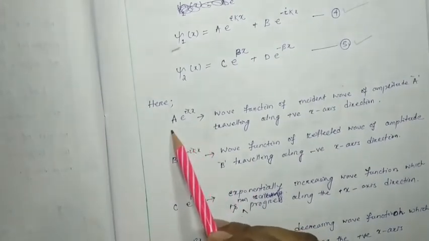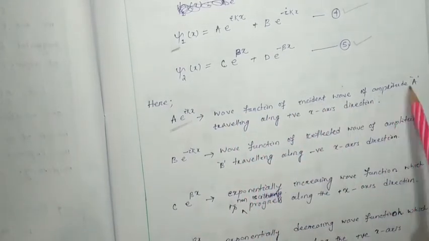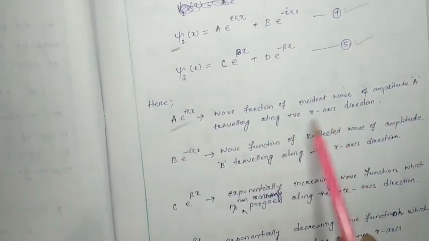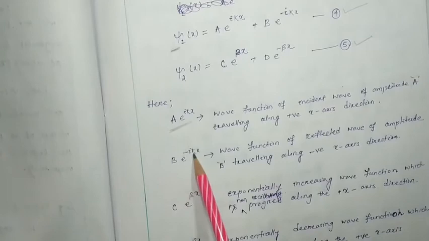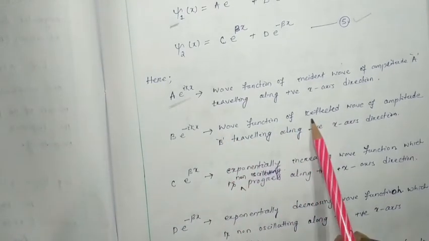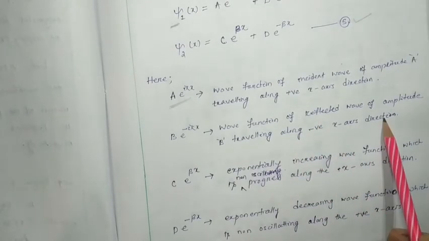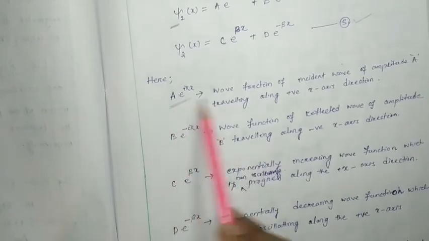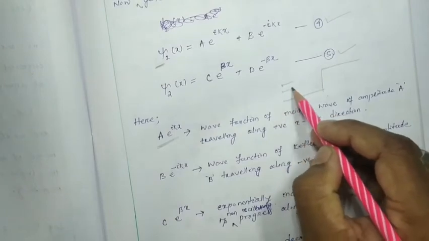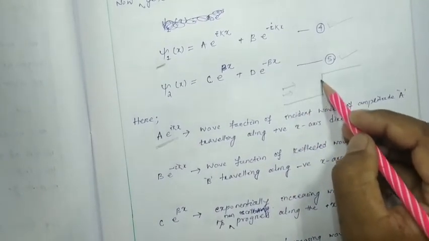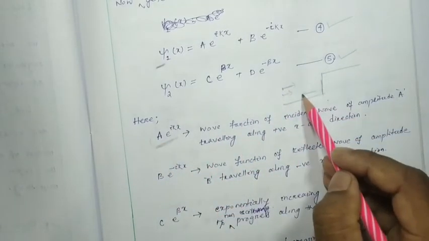So here a e to the ikx represents the wave function of the incident wave of amplitude a traveling along the positive x-axis direction. Okay. b e to the minus ikx represents the wave function of the reflected wave of amplitude b traveling along the negative x-axis direction. This is called a reflected wave. One is incident. See, this is the scenario. This is the particle flux moving and it is interacting at this interface. So this represents the incident and this represents the reflected.